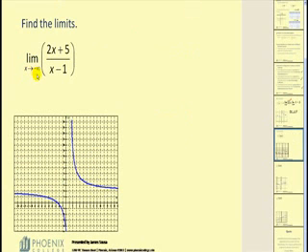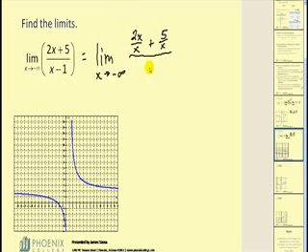The limit as x approaches negative infinity of 2x plus 5 divided by the quantity x minus 1. Now the general guideline is to divide by the highest power of x in the denominator. So let's go ahead and do that. The highest power of x in the denominator is x, so I'm going to divide every term by x and then simplify as much as I can. When we do this, it should be easier to determine this limit.